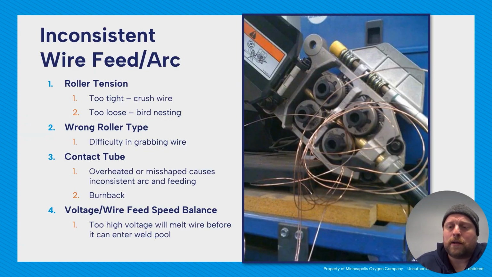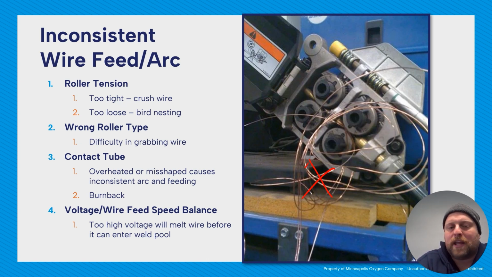The other big troubleshooting issue besides porosity would be something like inconsistent wire feed or arcing. So what can happen with this? We see a good example of bird nesting here, but you can have too tight of roller tension. We talked about that last time. You can crush your wire. Too loose, it's not going to feed consistently. You can get the bird nesting. You can have the wrong roller type, so it's not grabbing the wire properly.